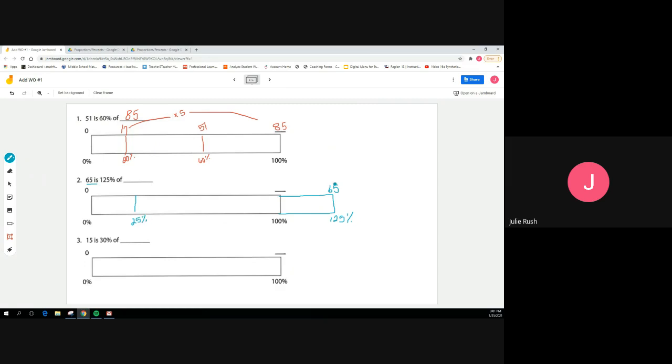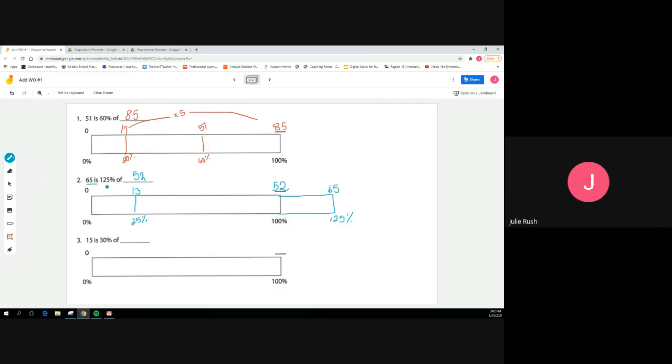I divided 65 by 5 as well, and I got 13. And then here, 25 fits into 100 4 times. And so I multiplied 13 by 4. 4 times 3 is 12. 4 times 10 is 40. Add them together, and you get a total of 52. So 65 is 125% of 52.